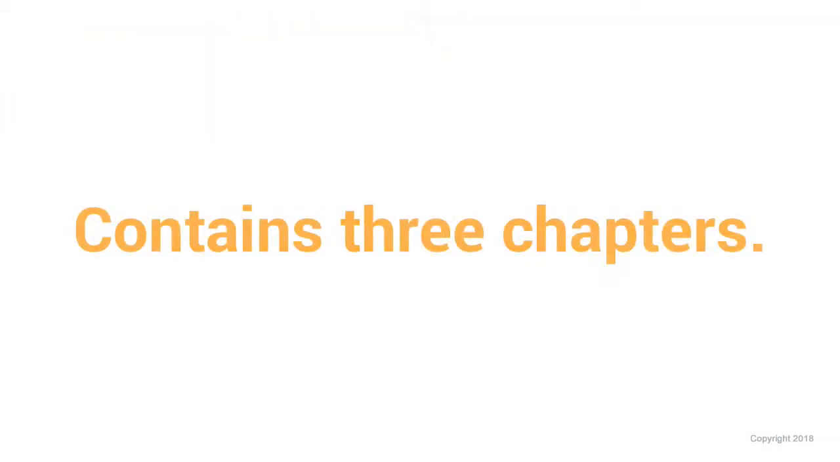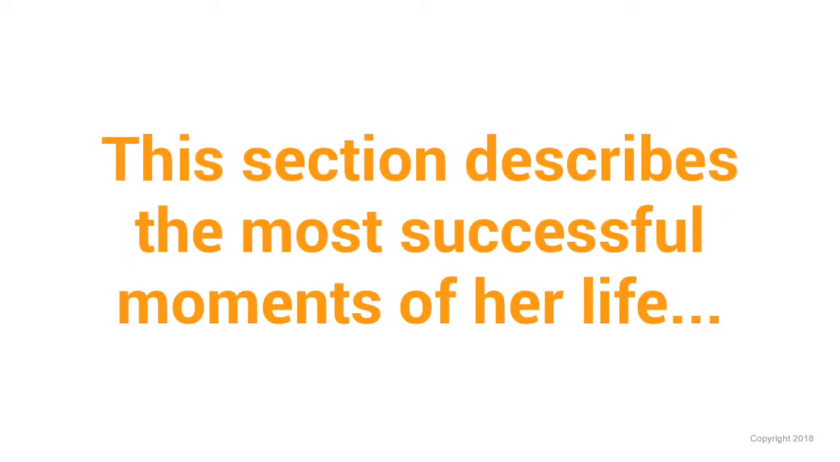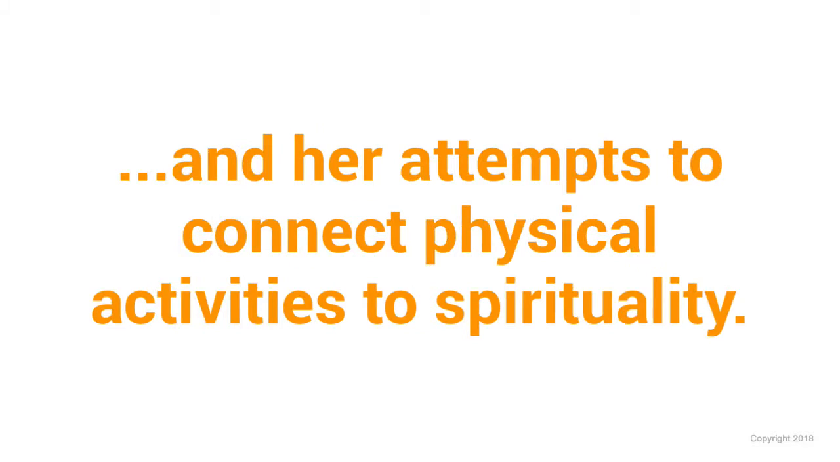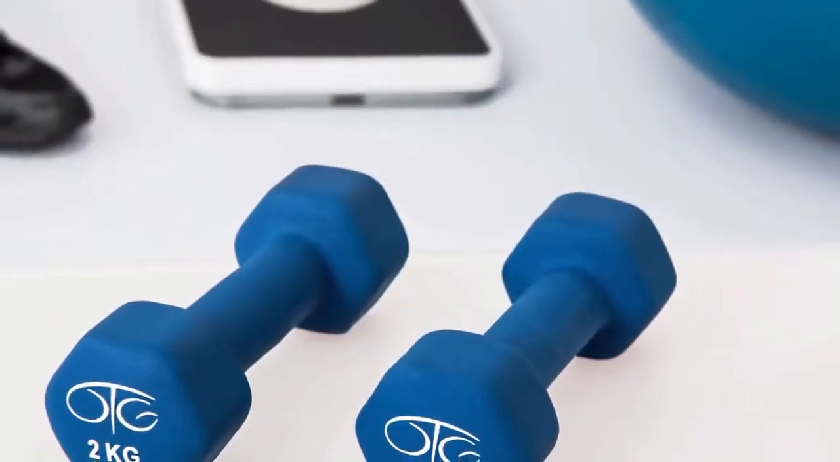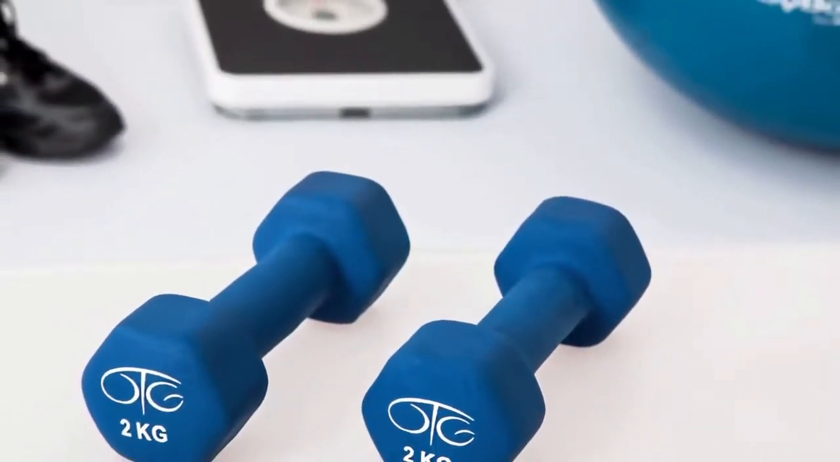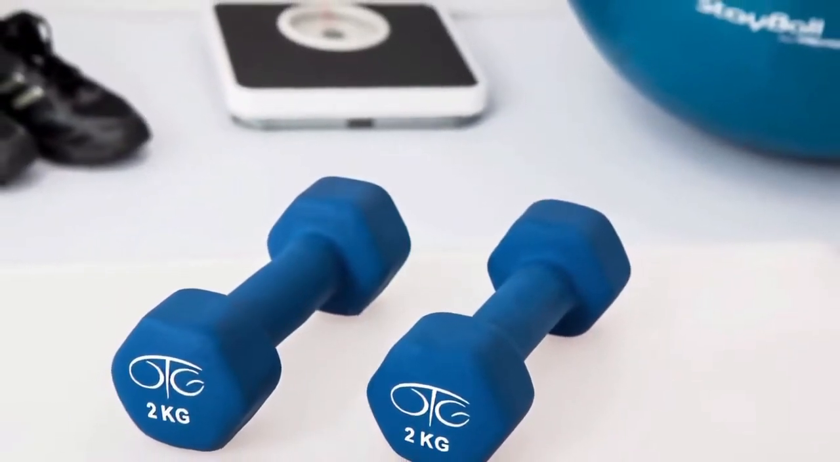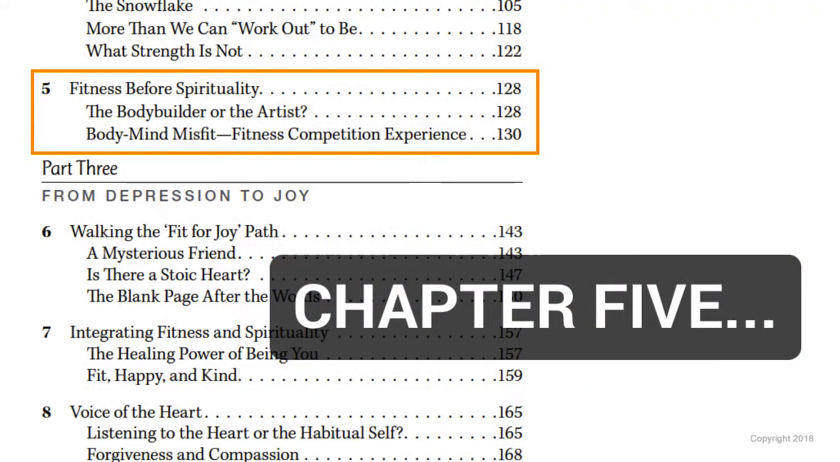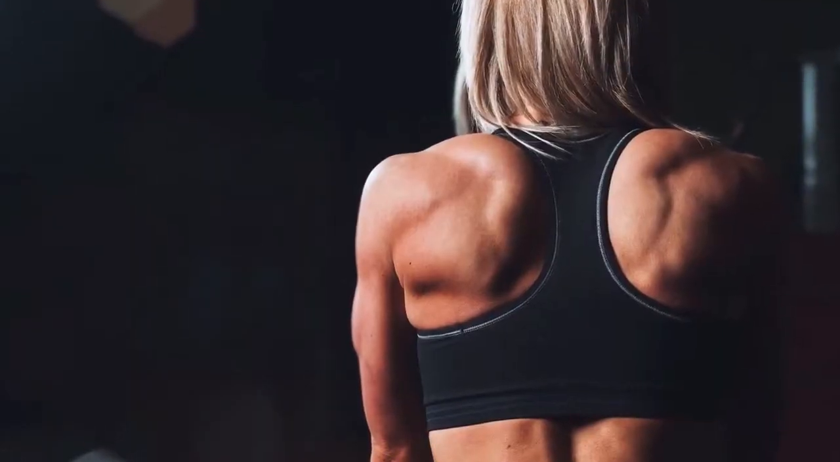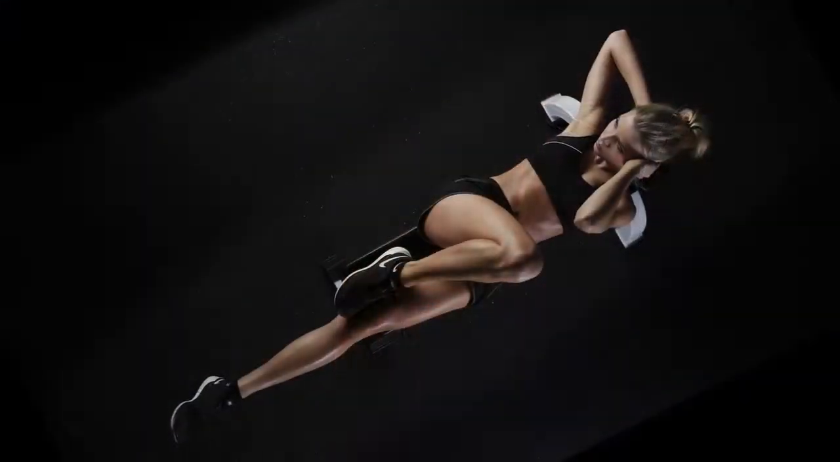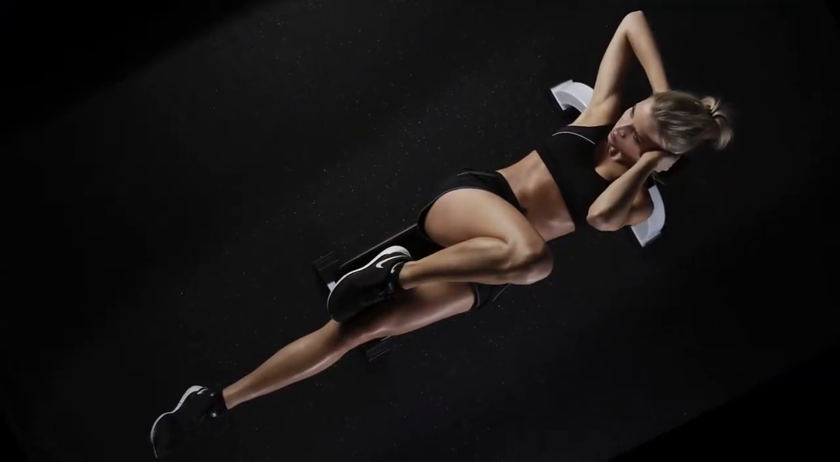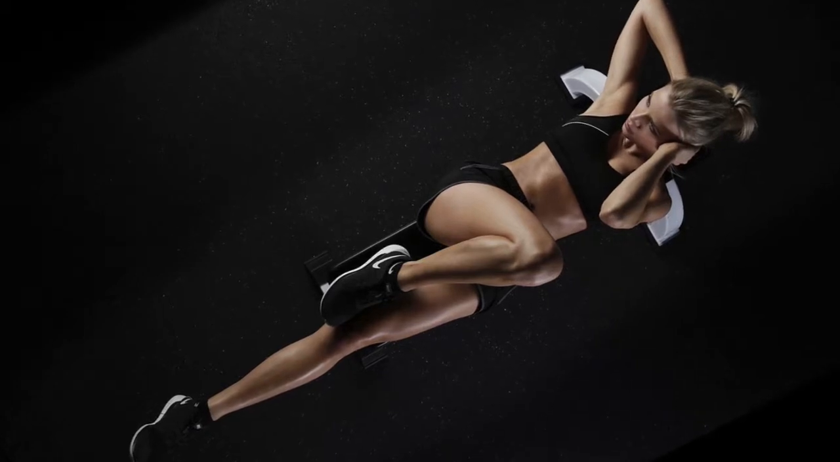Part 2 contains 3 chapters. This section describes the most successful moments of her life and her attempts to connect physical activities to spirituality. Chapter 4 covers her new successful career and describes her unsuccessful attempts to truly connect with her clients. And Chapter 5 covers her reflections on conventional fitness and how they did help her find happiness. It also covers the process of participating in and winning a fitness competition.